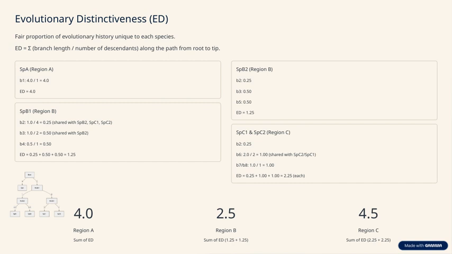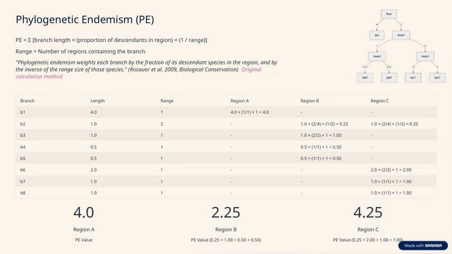This approach helps us understand which regions or species are more evolutionarily distinct, providing insights into their conservation value and evolutionary history. Let's take a closer look at phylogenetic endemism, or PE for short. This is a way to measure how unique and geographically restricted a set of evolutionary lineages are within a region.